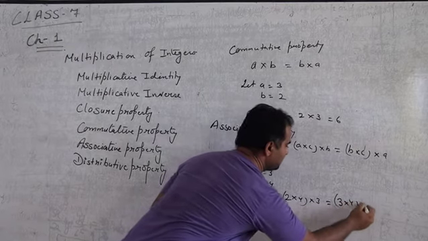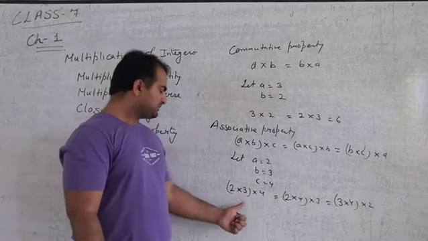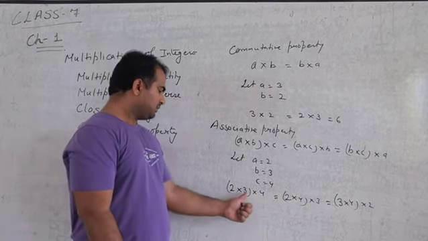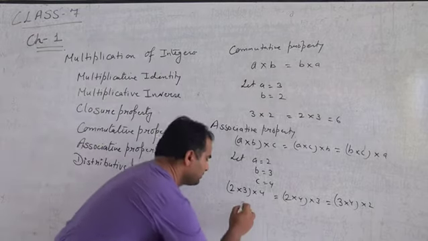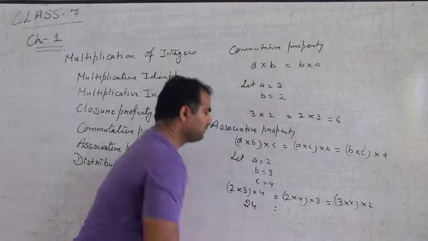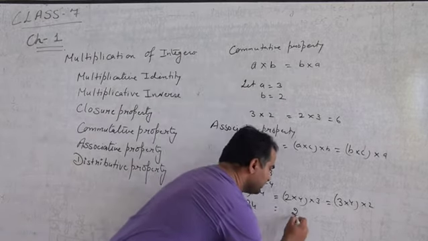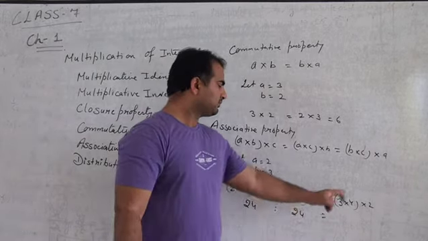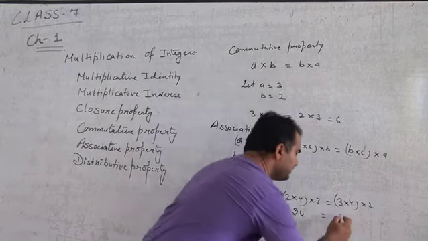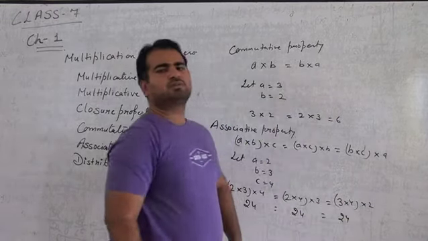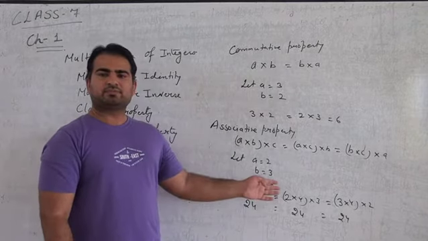On placing these values, 2 into 3 into 4 equals 2 into 4 into 3 equals 3 into 4 into 2. What does the bracket mean? We have to first multiply these two numbers. 3 2s are 6, and 6 into 4 is 24. What is 4 into 2? 8, and 8 into 3 is also 24. And what is 4 into 3? It's 12, and 12 into 2 is 24. So whatever combination you take, the answer will be the same.